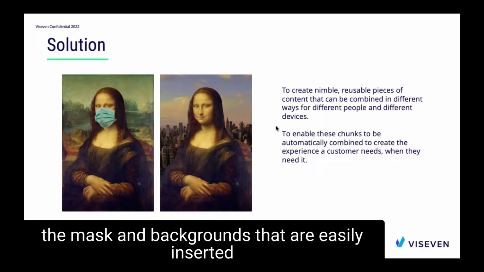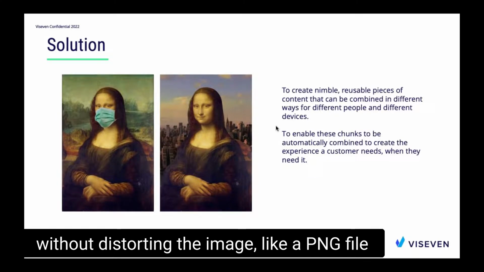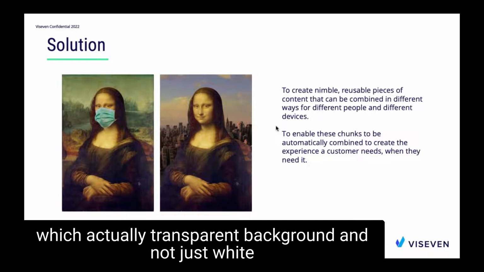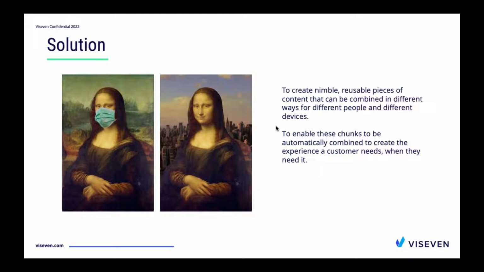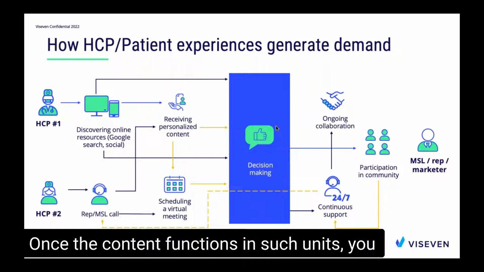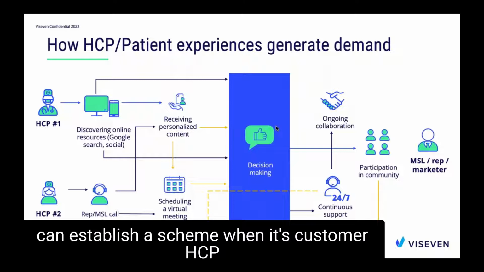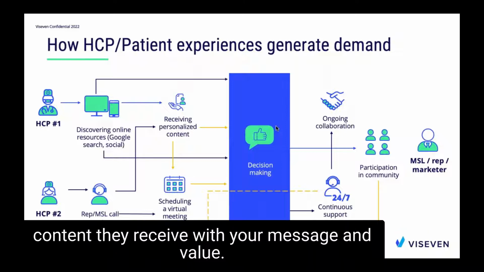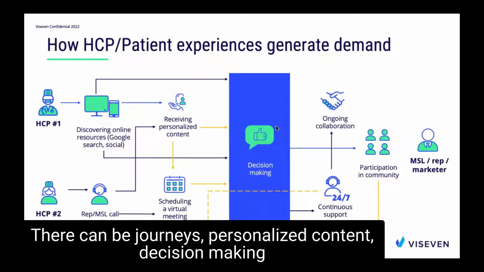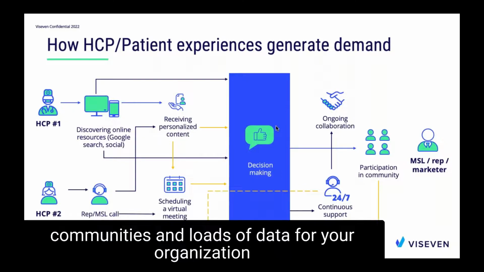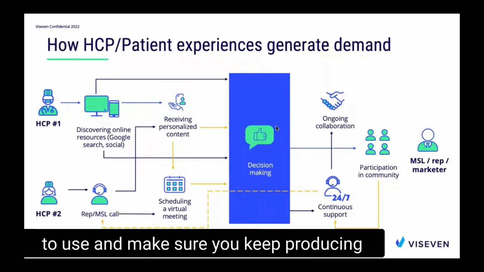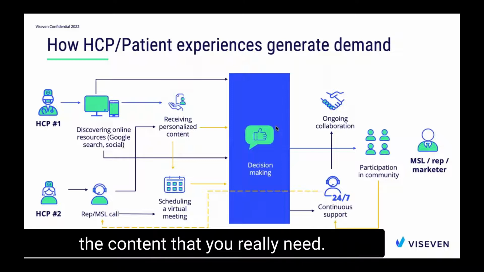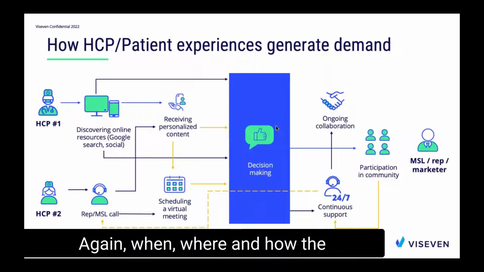You need elements like the mask and backgrounds that are easily inserted without distorting the image. Like a PNG file, which has an actually transparent background and not just white or a checkered board pattern. Once the content functions in such units, you can establish a scheme where it's the customer, the HCP in our case, who defines and dictates what content they receive with your message and value. There can be journeys, personalized content, decision-making communities, and loads of data for your organization to use and make sure you keep producing the content that you really need. Again, when, where, and how the HCP wants and needs this.